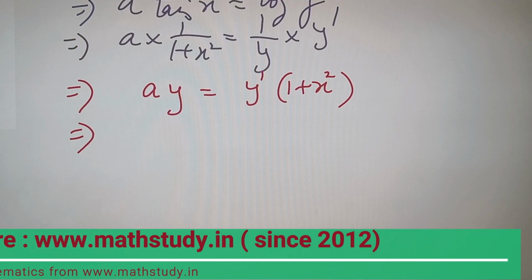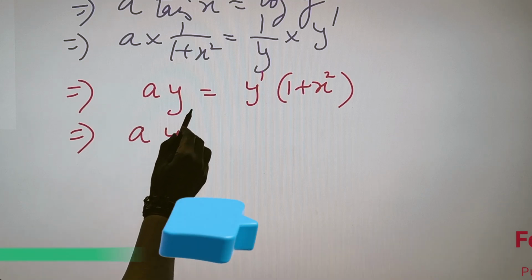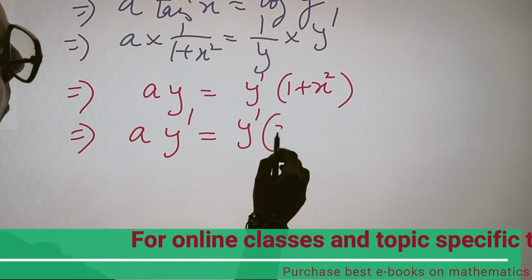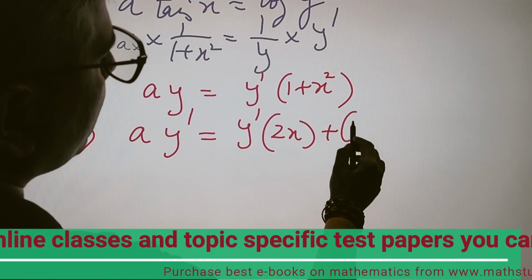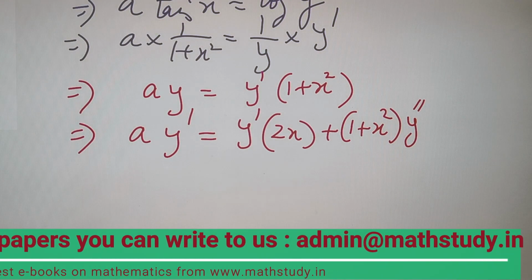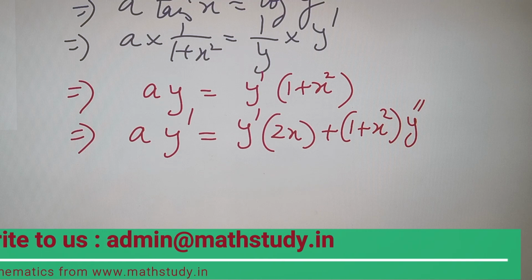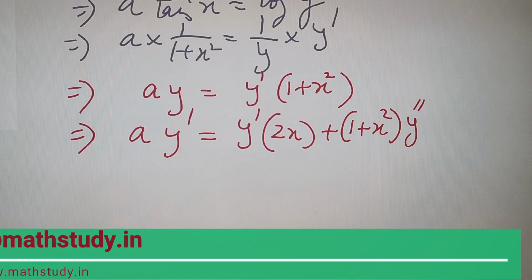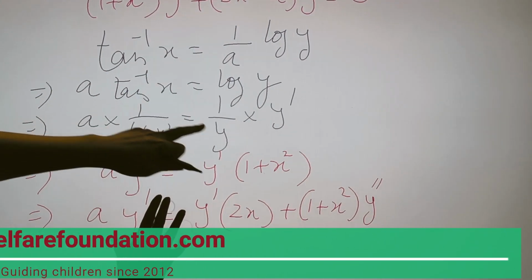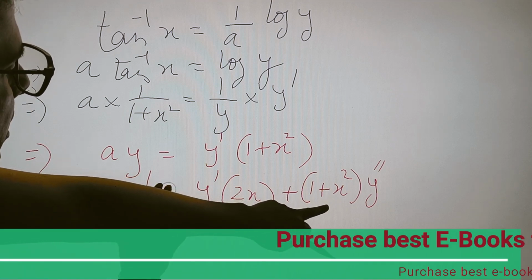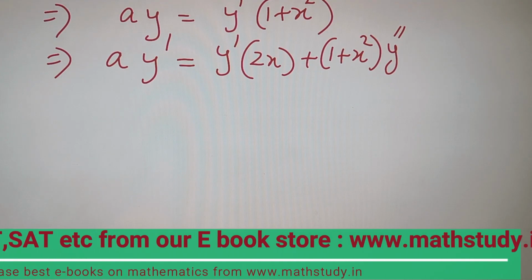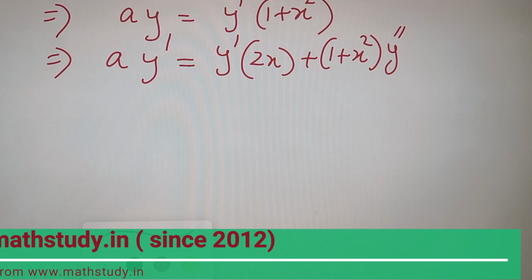So now differentiating again, we are going to get a into y dash is equal to y dash into the derivative of this, which is nothing but 2x, plus (1 plus x²) into y double dash. In such questions where we need to show or prove something, you have to check whether we are going in the right direction or not. Now we can easily see that we require y double dash into (1 plus x²), and here we are getting our answer. That means we are going in the right direction. Now we can simply proceed further and simplify it.